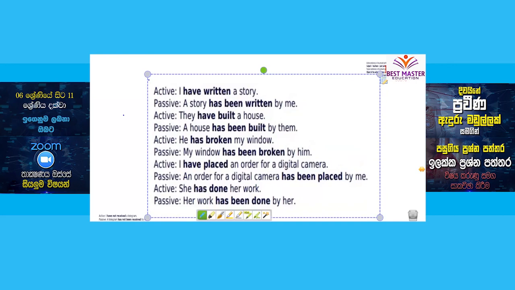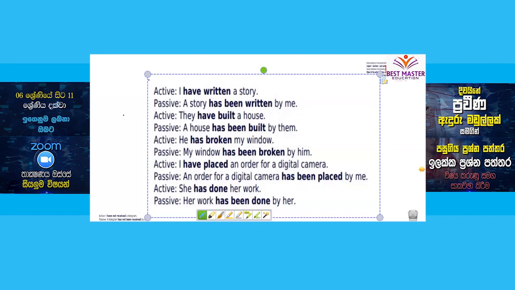In the first sentence, I have written a story. I have written a story. I have, no problem, it's okay. I have, not I has, you know it very well. I have written, W-R-I-T-T-E-N, the past participle verb form of write, W-R-I-T-E. The past tense wrote. The past participle written. I have written a story. I have. You know the general meaning of have.